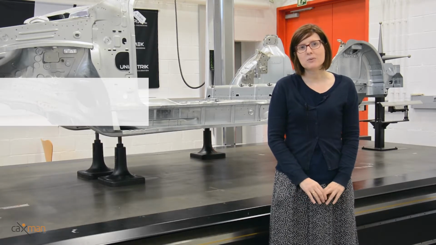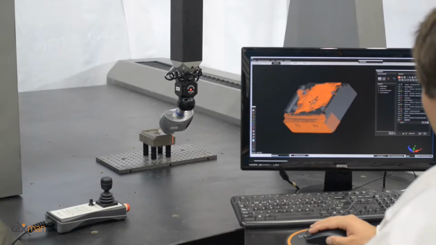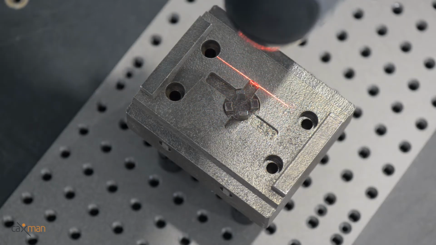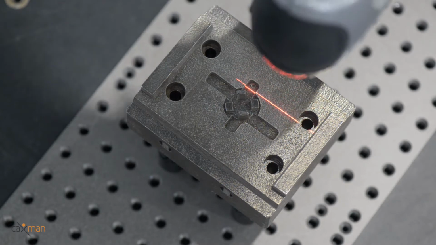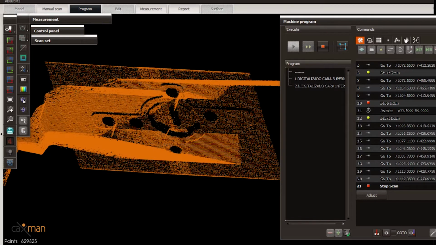Thanks to the CAxMan project, we've been able to learn how to properly analyze complicated workpieces produced by additive manufacturing. Using a non-contact 3D scanner, the workpiece is scanned in order to check whether the established requirements are met through different graphical representations.